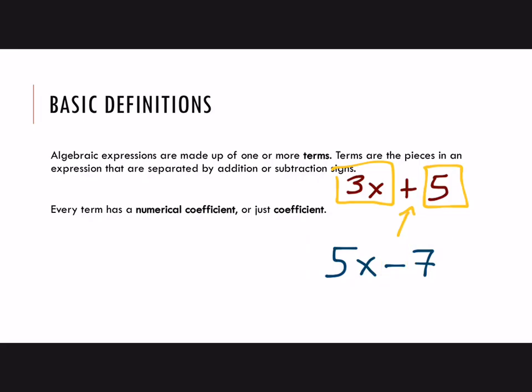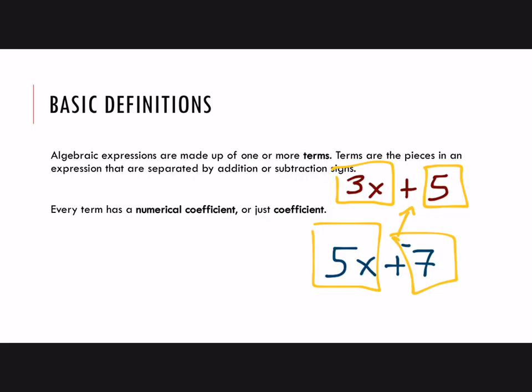It's also a little bit more common to think of this as, every time you see a minus sign, think of this as plus a negative number. And then your terms would be 5x and negative 7 separated by a plus sign.